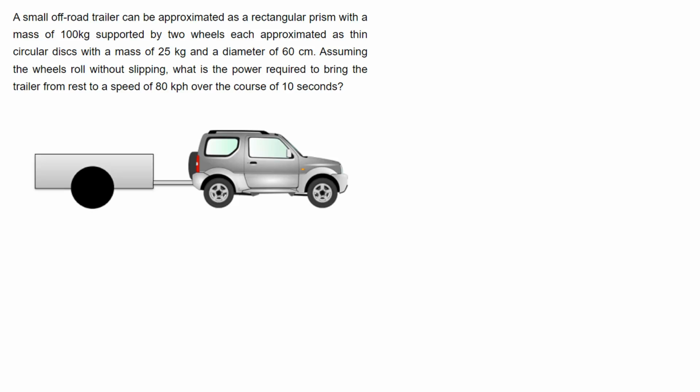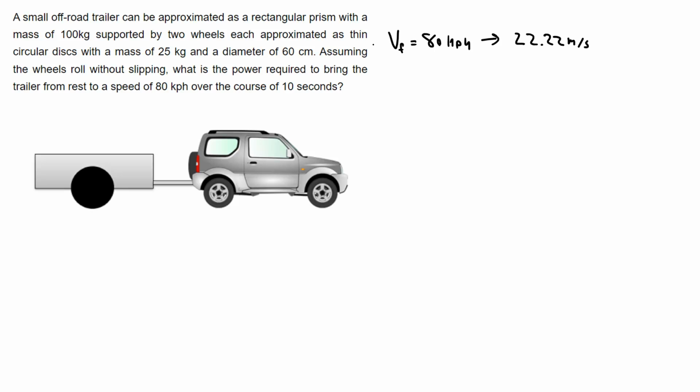diameter of 60 centimeters. Assuming that the wheels roll without slipping, we're asked to determine what power is required to bring the trailer from rest to a speed of 80 kilometers per hour over the course of 10 seconds. So the first thing we need to do is modify some of these. So 80 kilometers per hour, so V final is 80 kph. We're going to convert that into meters per second just to make our lives a little bit easier. If we do that conversion, we find that the velocity final is 22.22 meters per second.